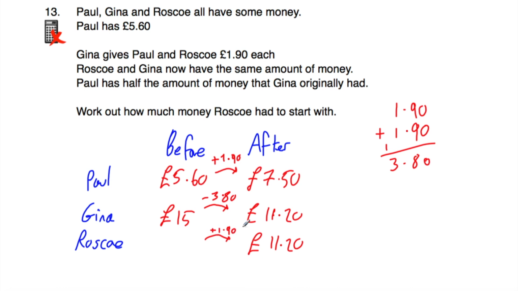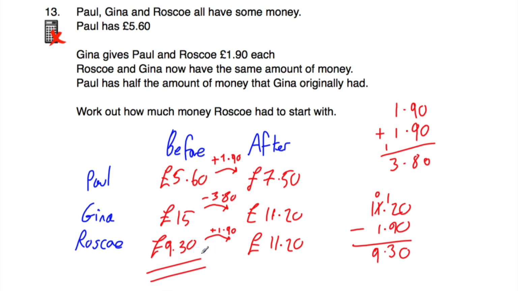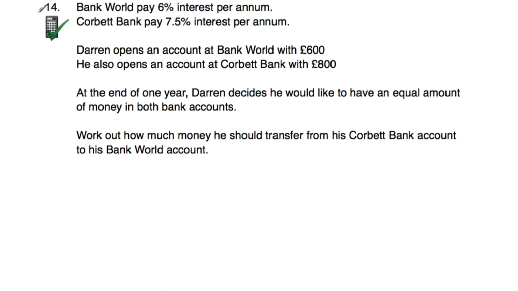So if we take the £1.90 away from £11.20, that would tell us how much money Roscoe had to begin with. So £11.20 subtract £1.90 is equal to, well, 0 take away 0 is equal to 0. 2 take away 9 we can't do, so let's borrow. So that's now 0 and that's now 12. 12 take away 9 is 3. And then we've got 10 take away 1 is equal to 9. So that means that Roscoe would have £9.30 to begin with. And that's it. So how much money did Roscoe have to start with? £9.30. Okay, let's have a look at our last question, question number 14.